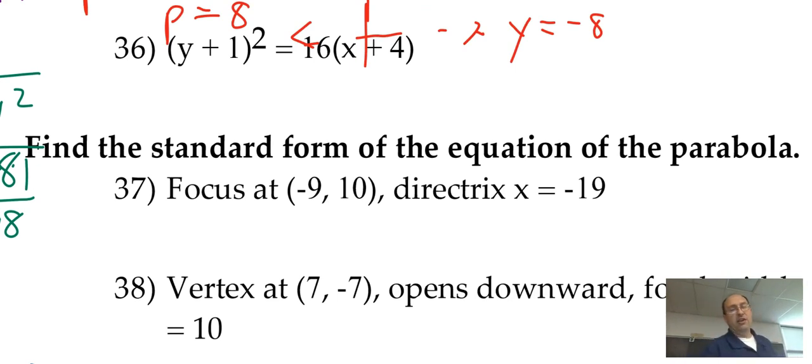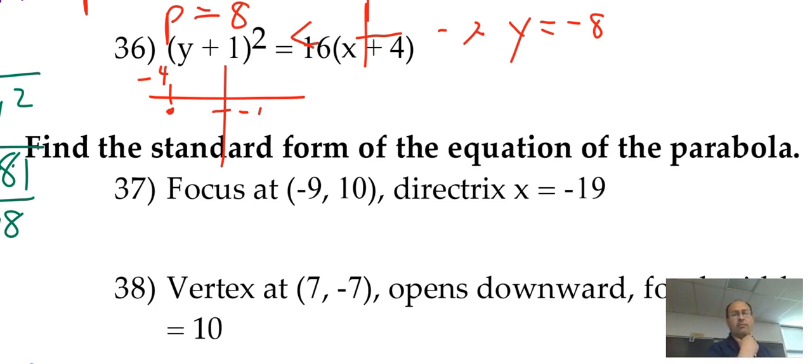Okay, what's the vertex? -4, -1. -4, -1. Remember vertex form? This is pretty much that. You see vertex form basically in x minus h, y minus k. So there's your h and your k right there.